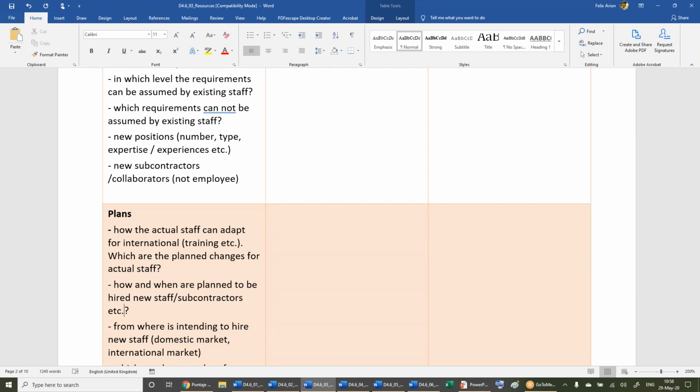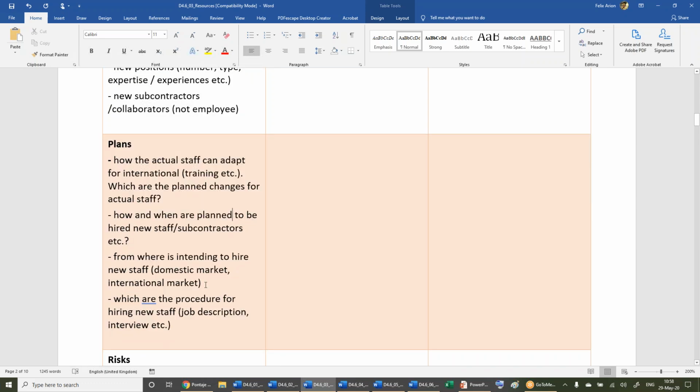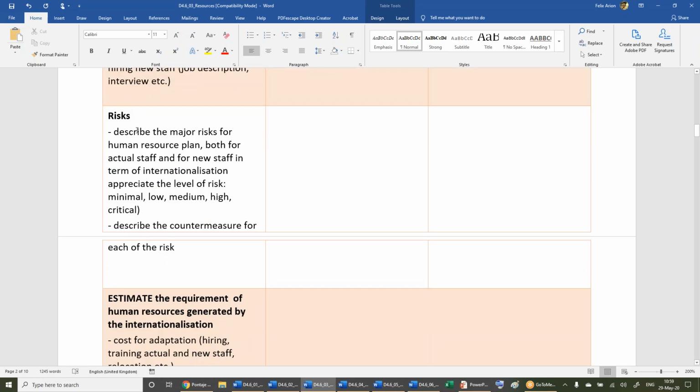When you are sharing, from where you want to look, what kind of specificities, what kind of possibilities you have to create those new positions and to hire the appropriate person. Of course, for the staff that you already have, what kind of training, where you can find the training, how expensive it will be, how long it will be, and what the expected results are. And everything should be expressed from the risk point of view, if it can be done. And the risk is minimal, low, medium, high, or critical.